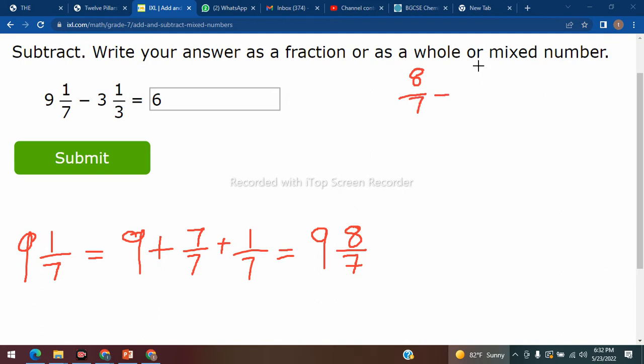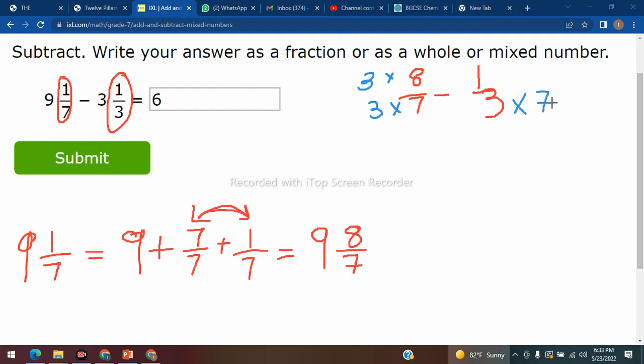minus 1 over 3. We use 1 over 3 because we're dealing with this one. We didn't use 1 over 7 because we added that to the 7 over 7. So 8 over 7 and 1 over 3. The lowest common multiple again is still 21. So 7 times 3 is 21, and then 3 times 7 is 21.